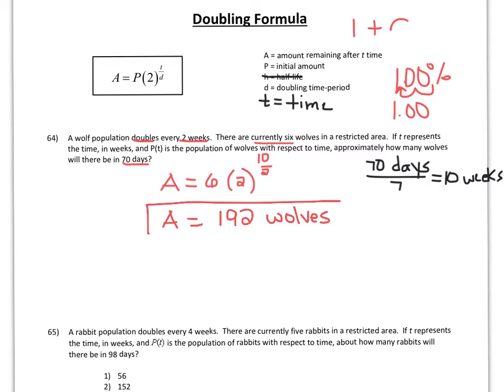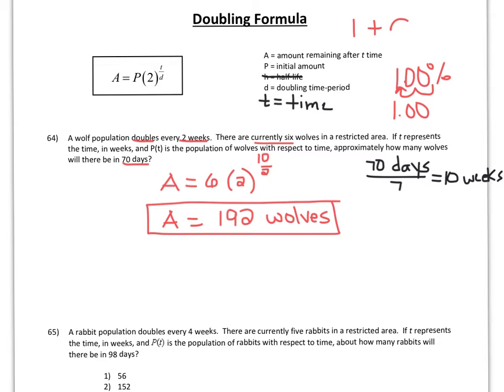Okay, so just to quickly go over that again, the initial amount was 6, so we put that in for the P. We know that it doubles every 2 weeks, so I replaced the doubling time period with a 2. And since that was in weeks, I had to replace the time that has passed with what this is equivalent to in weeks. So 70 days, if we divide 70 by 7, because there's 7 days in a week, gives us 10 weeks. So I replace that with a 10, and then we just plug it in our calculator.